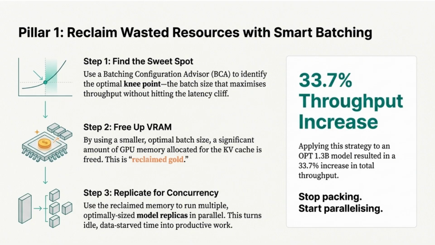This gave 33.7% throughput increase on OPT 1.3b model. The idea is stop packing everything into one instance.